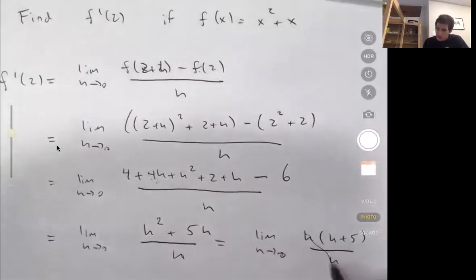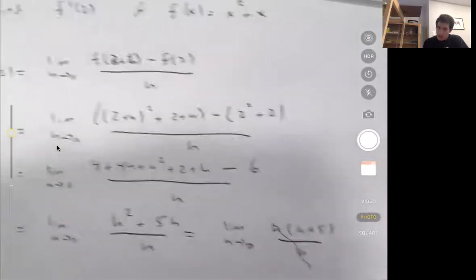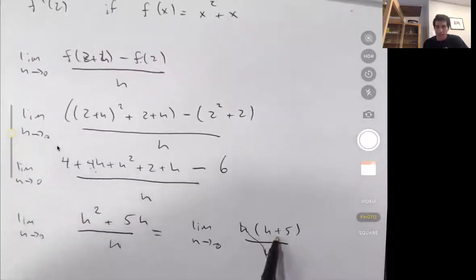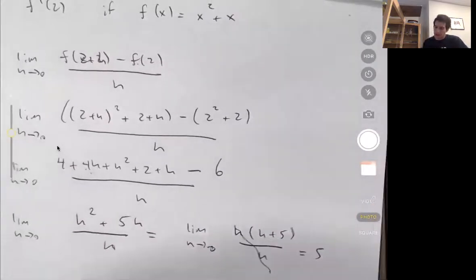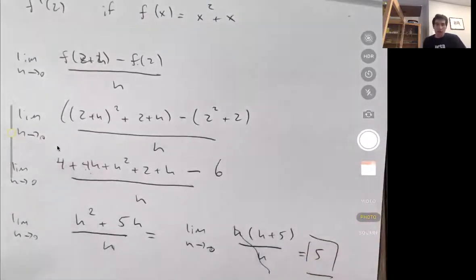And so these h's cancel. And as h goes to 0, this is a continuous function in h, right? So this is just 5. I plug in h equals 0 and I get 5. And so the derivative at this point is 5.